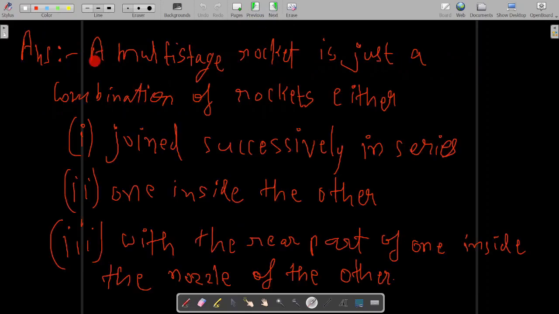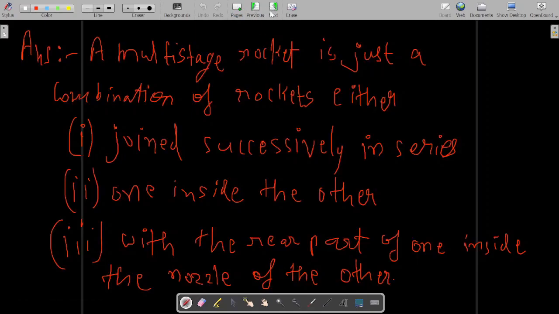Now a multi-stage rocket is just a combination of rockets either joined successively in series. Now what is the meaning of this? Let me take a new slide. Let us see what is a multi-stage rocket. A multi-stage rocket is just a combination of rockets either joined successively in series. So let us draw the diagram.